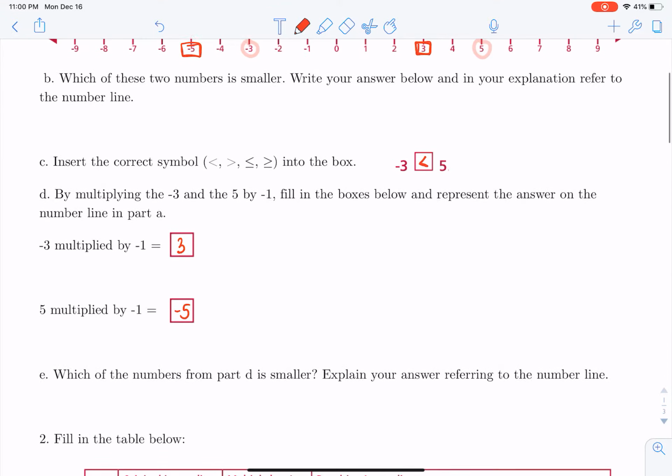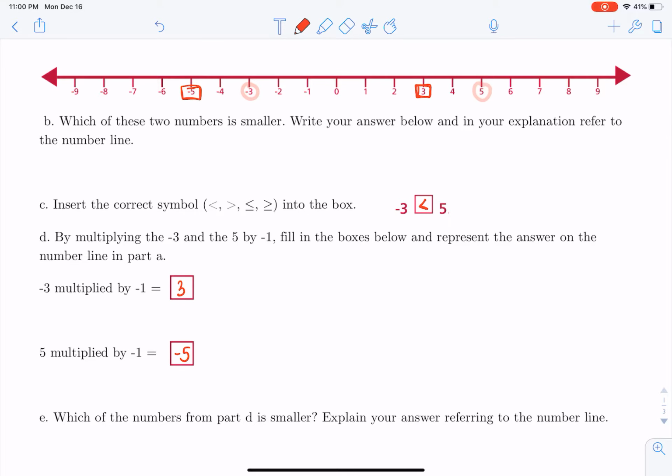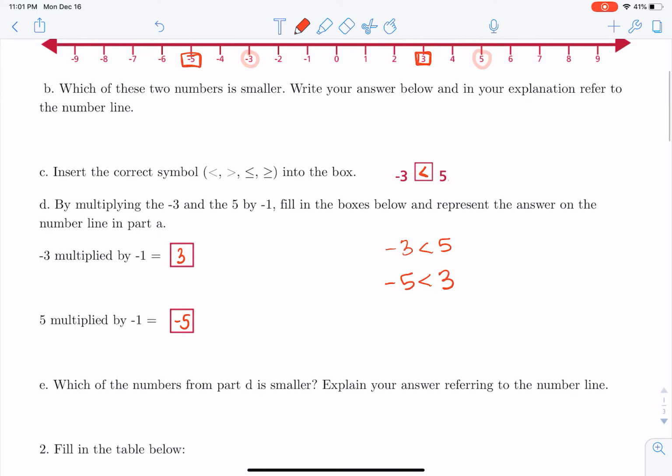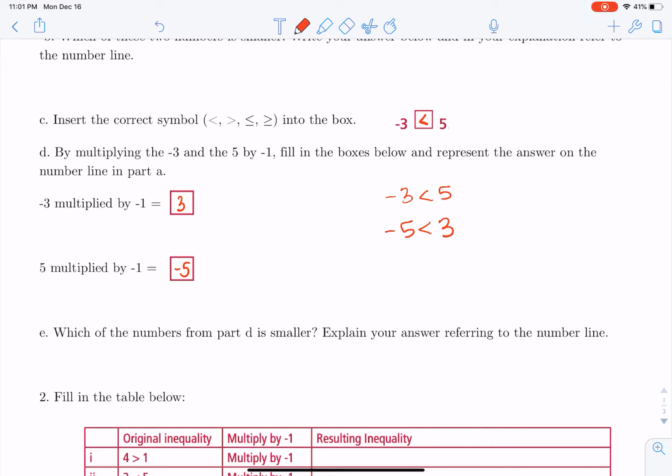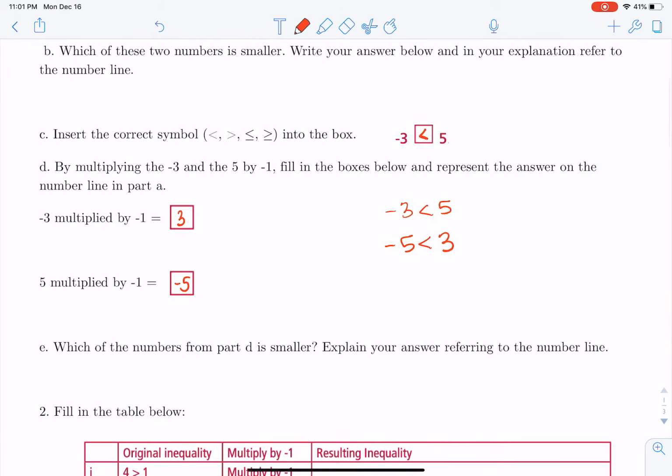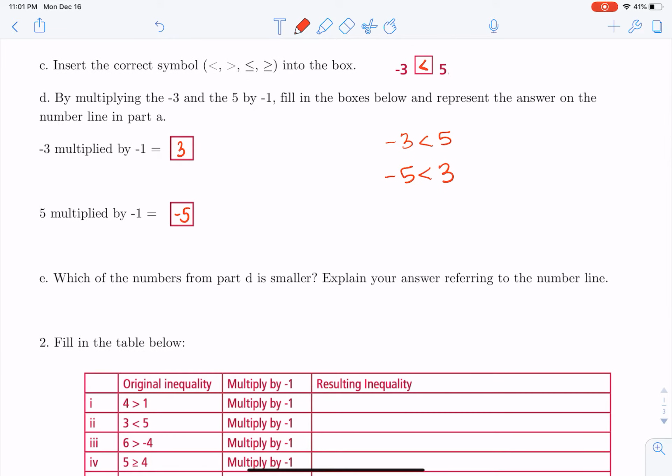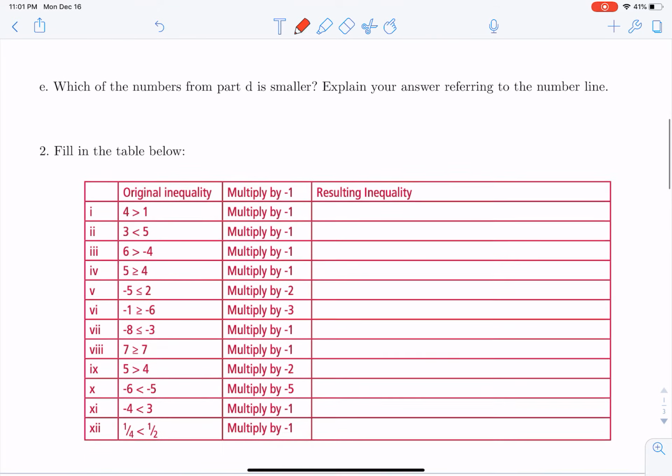So which of the numbers from part D is smaller? And explain your answer referring to the number line. So it looks like our values sort of flip-flopped here. Before we had -3 is less than 5, and now I have -5 is less than +3. So I know that -5 is smaller. Another side example I would like to go over with you, actually, let's do that a little bit further down the line.